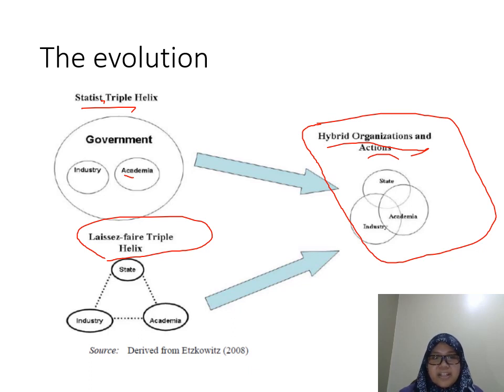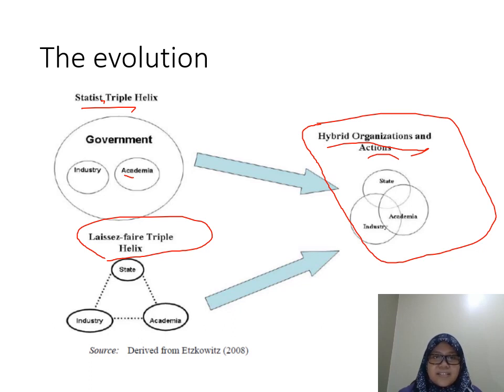And then you have the laissez-faire triple helix model, which is definitely different from the statist triple helix, because here you can see the dot. It means that each of these actors works independently. They don't really link to each other, so they have separate institutional spheres. They only interact modestly across strong boundaries.